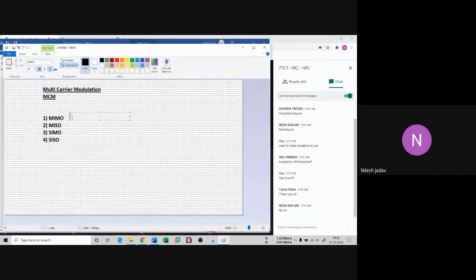So this MIMO says there should be multiple inputs. So there are multiple antennas and multiple.